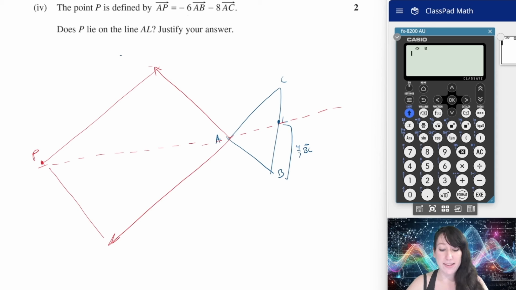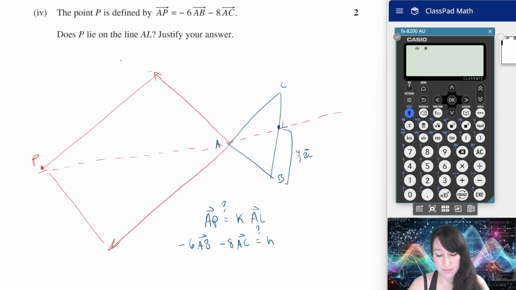So, if P is on the line AL, what that means is the vector from A to P is a scalar times the vector AL. Let's see if we can determine if that's the case. AP is -6 AB minus 8 AC. And we want to know if that is equal to a scalar times AL. Now AL, we know, is AB plus 4/7 BC.